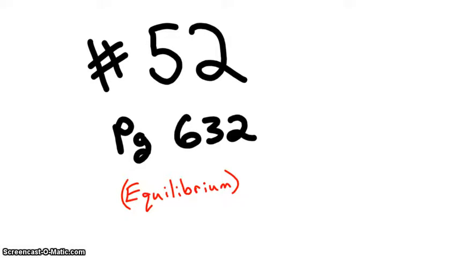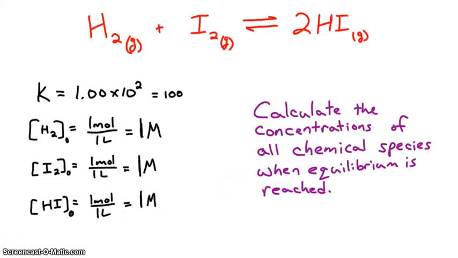Problem number 52, page 632, equilibrium section of the text. In this problem, we're given a balanced chemical equation. We're told that the equilibrium constant for the reaction is 1.0 times 10 to the second, same as 100. We are given initial concentrations.